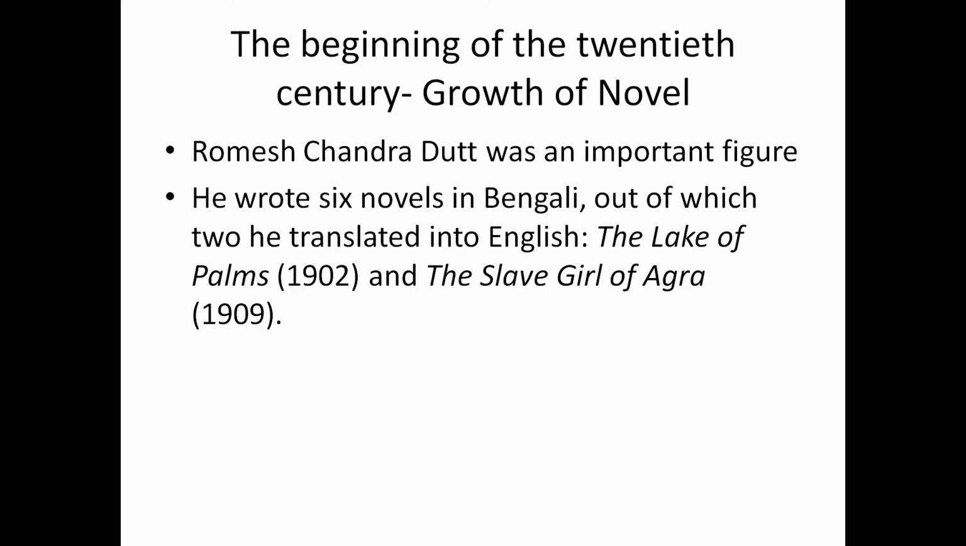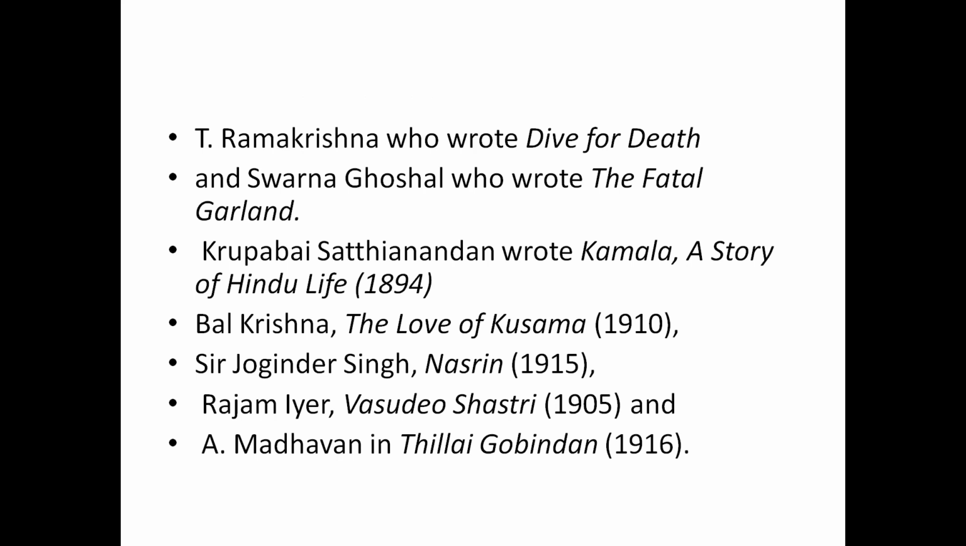When we move on to the novel, the birth of the English novel in India, one important figure related with the birth of the Indian English novel is R.C. Dutt. He was considered an important figure. He wrote six novels in Bengali, out of which two he translated into English: The Lake of Palms and The Slave Girl of Agra. These are some earlier novelists who wrote novels in India, and they were first not writing in English but in the regional languages. But later, these novels were translated into English.